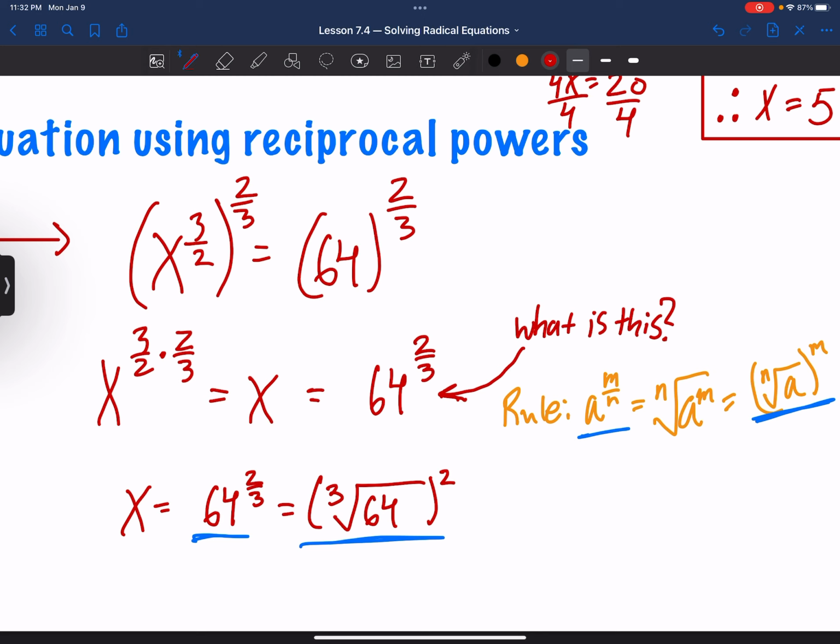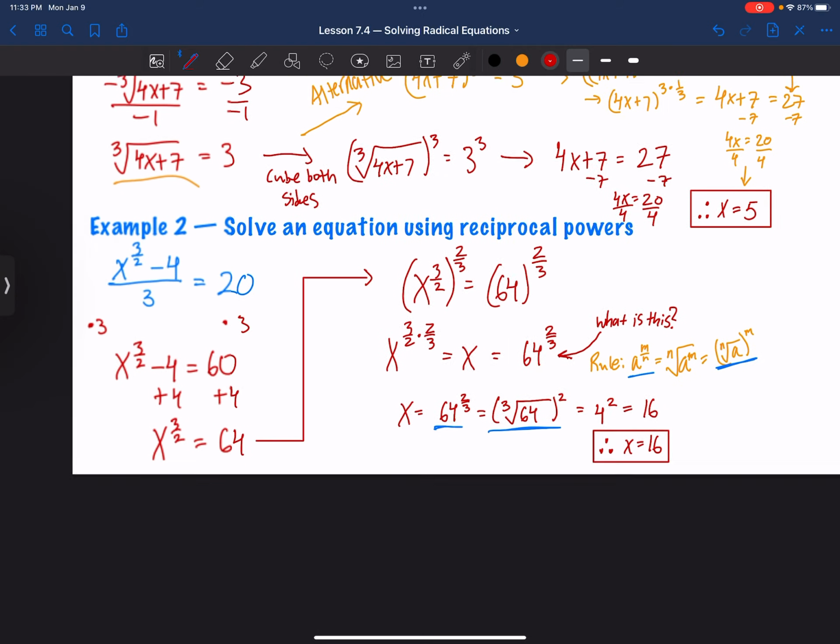You can take the cube root of 64 because 4 cubed equals 64. Therefore, the cube root of 64 is 4. And so this is equal to 4 squared, which is then equal to 16. So hence, I'll say therefore, x equals 16. And done. So there it is.